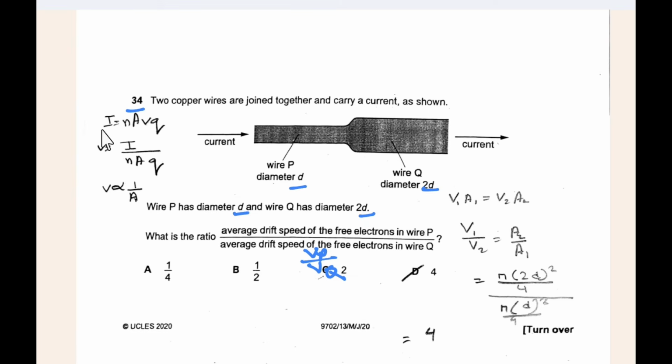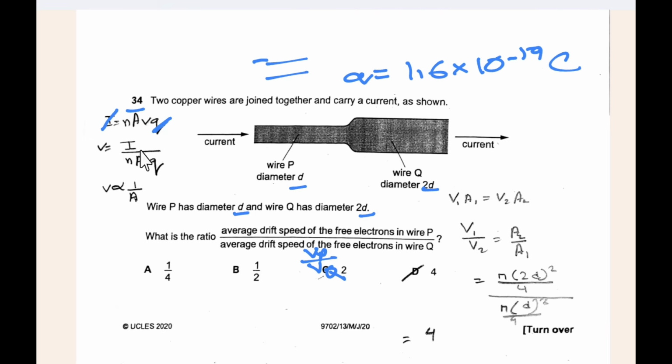So we know the equation, that is I is equal to nAvq. We can see that two copper wires are joined end to end. That means they are in series and they are not in parallel. Since they are in series, the current is the same. Then q is the elementary charge, that is 1.6 × 10^-19 coulomb. So q is also the same.